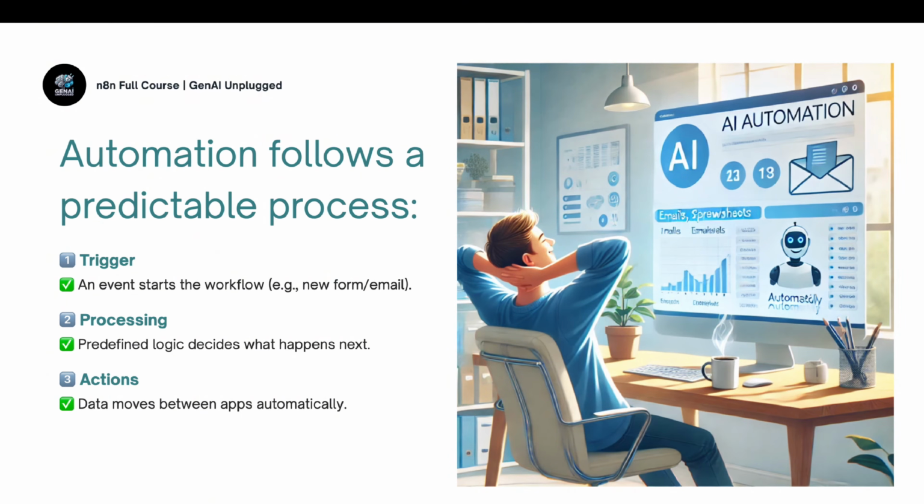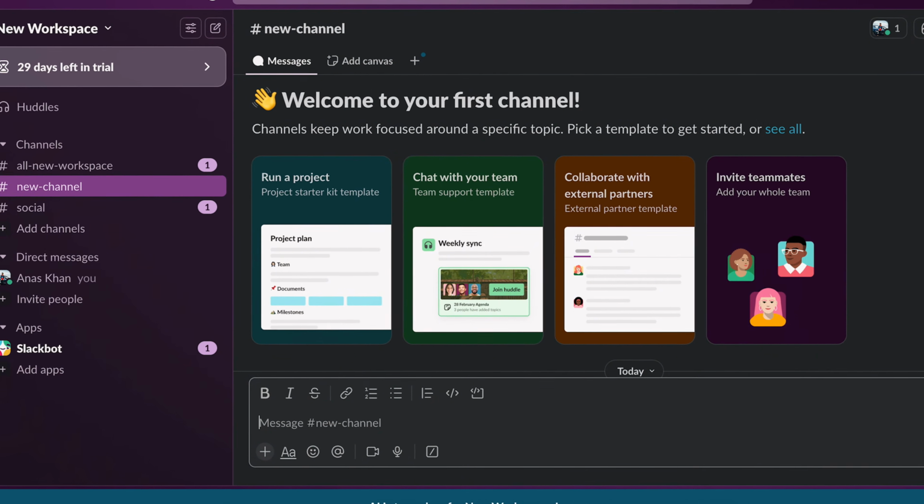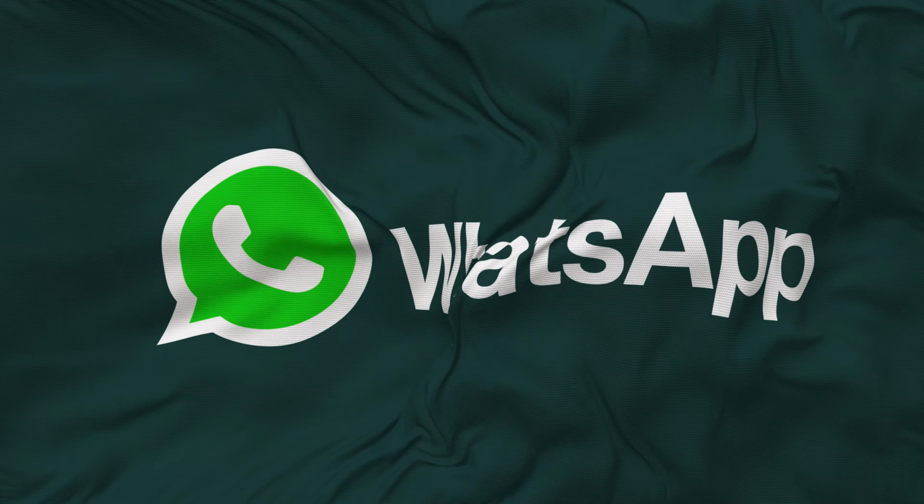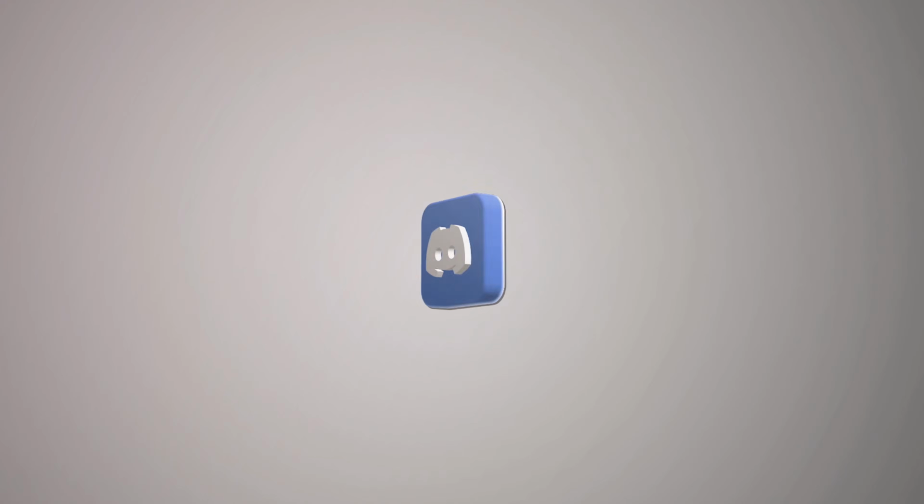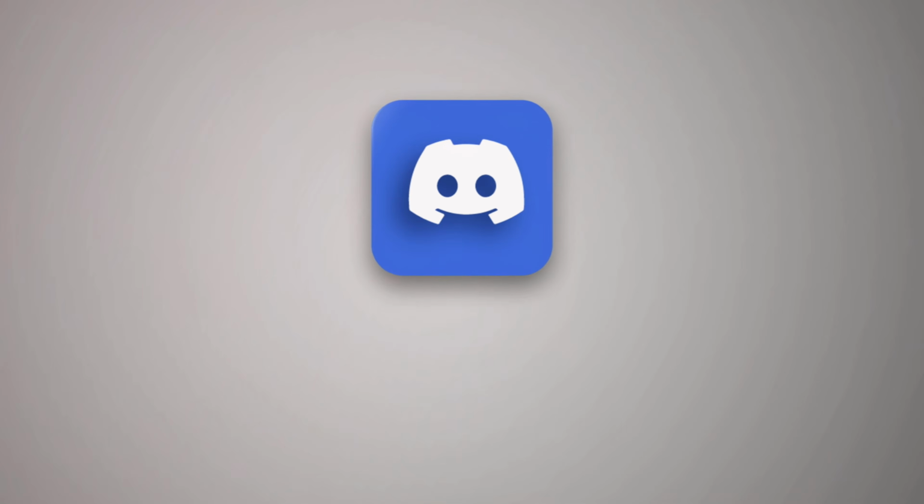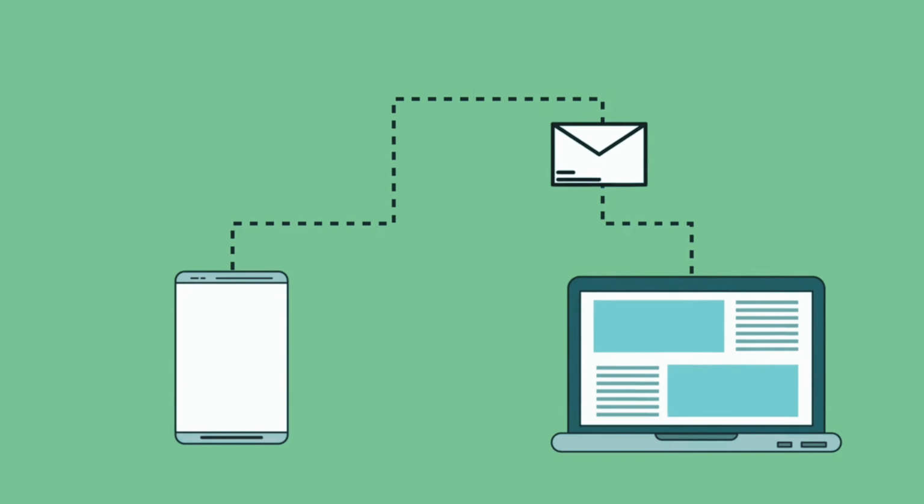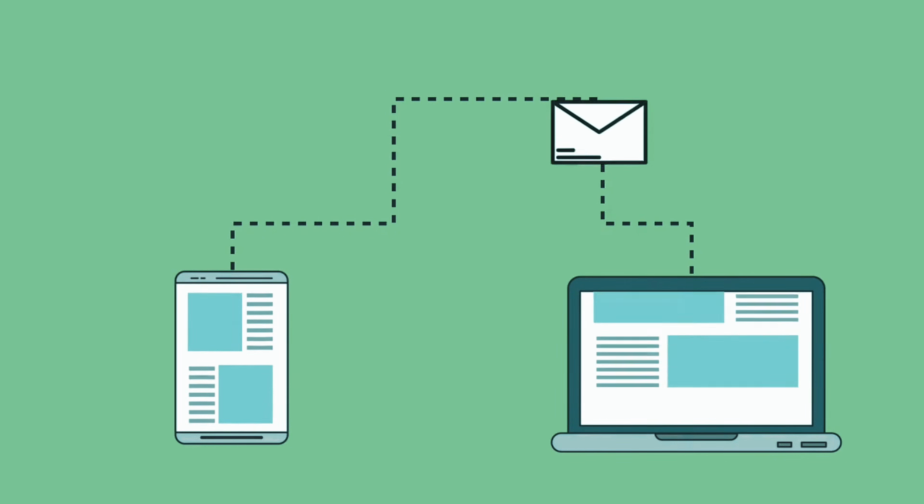And finally, there are action nodes that complete your workflow, such as sending a Slack message or a Teams message or a WhatsApp message or Telegram or Discord. There are so many types of services or apps that you can connect and send messages to. Or the final action could be sending an email or creating a document or saving an entry to a database.